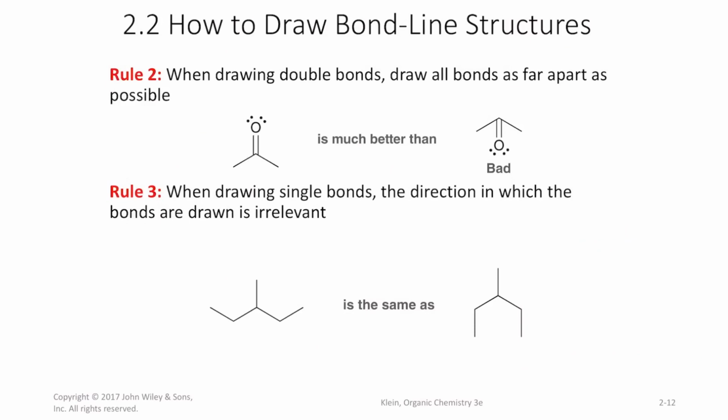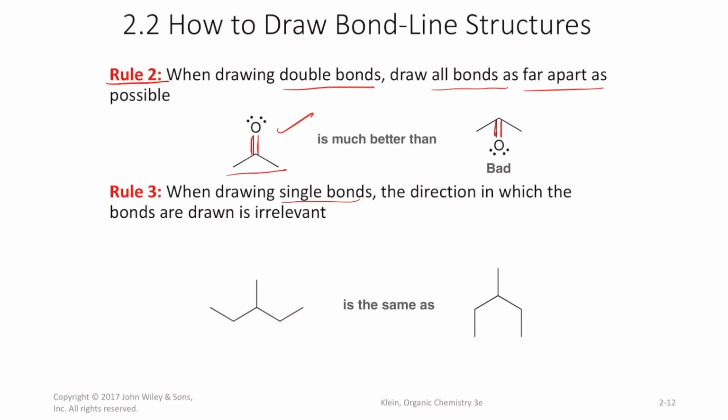So let's continue the topic. Let's talk rule 2. The rule 2 is that when you draw double bonds, always draw all the bonds as far apart as possible. Meaning that when you draw a double bond, for example, a double bond to oxygen, try to draw it on the upper part of the V rather than on the lower part of the V. So this here is much better and always choosable.